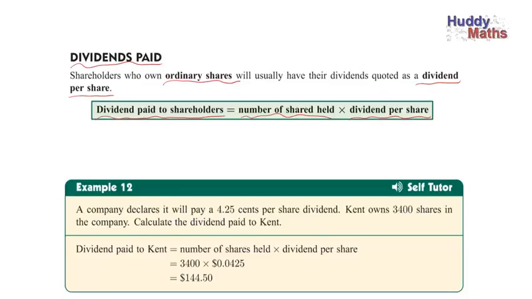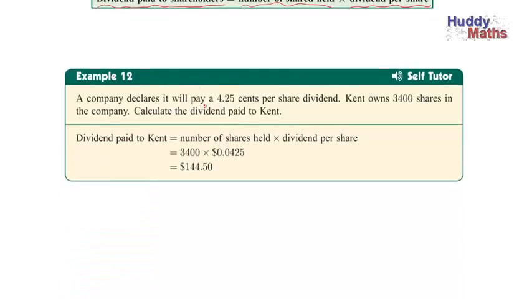So let's have a look at an example. A company declares it will pay $4.25 per share dividend. Kent owns 3,400 shares. Calculate the dividend paid to Kent. So the dividend Kent gets will be the number of shares held and how much they're paying. So he'll get back $144.50 for his bundle of 3,400 shares. Okay, that's not a hard calculation, it's just going in reverse.